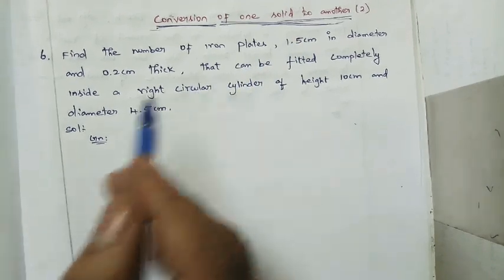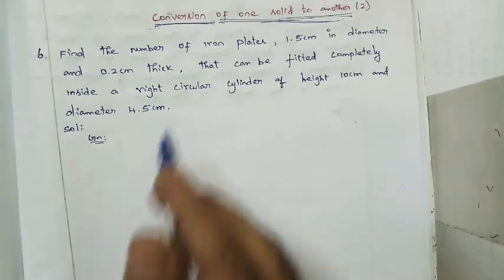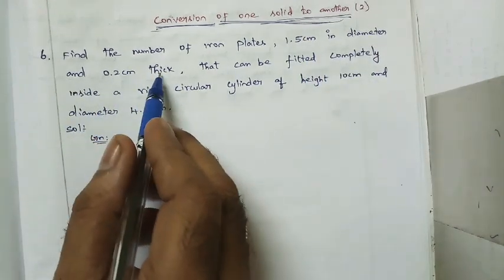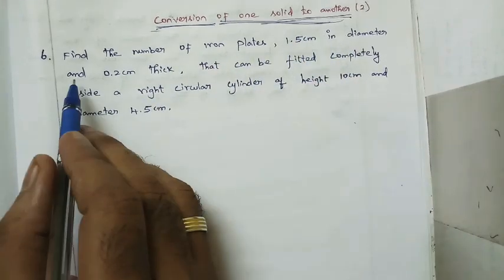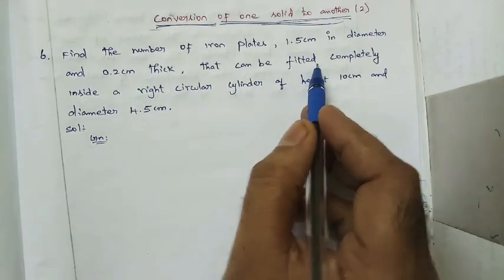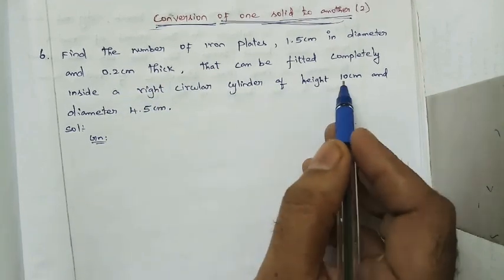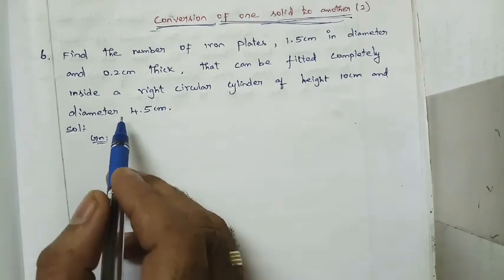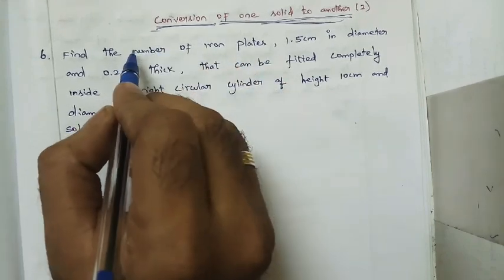Sum number 6. Find the number of iron plates, 1.5 centimeter in diameter and 0.2 centimeter thick. The diameter of the iron plate is 1.5 centimeter and the thickness is 0.2 centimeter, that can be fitted completely inside a right circular cylinder of height 10 centimeter and diameter 4.5 centimeter. Find the number of iron plates.